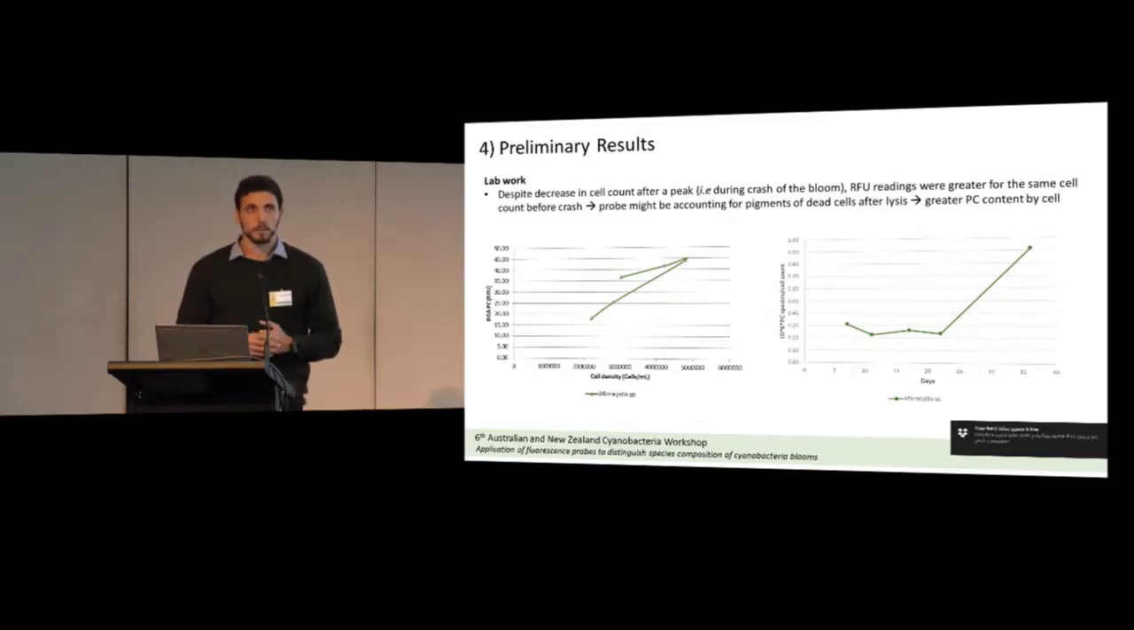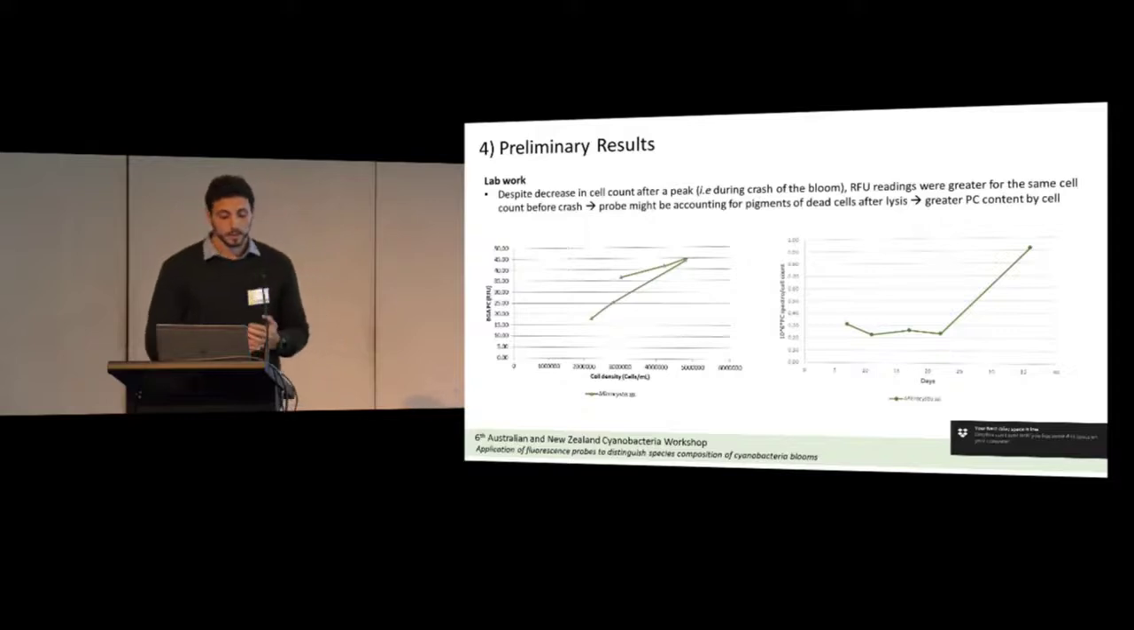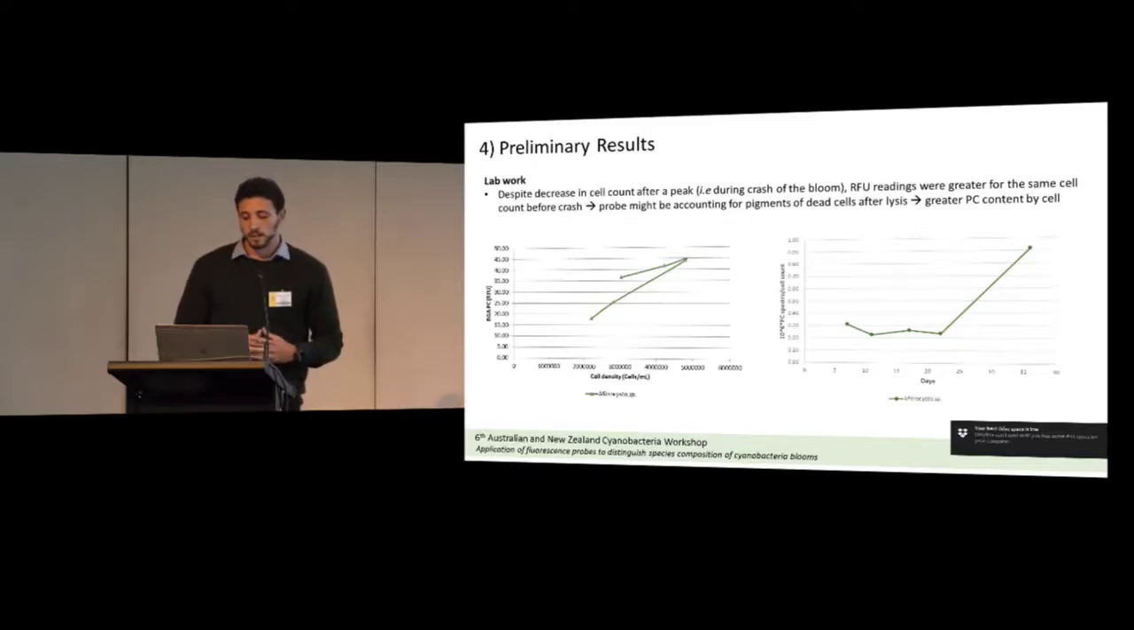So the lab work experiments have analyzed multiple cyanobacteria species' behavior in different growth stages and conditions. For instance, here we have a graph to the left comparing the readings of phycocyanin against the growth and cell density of Microcystis.